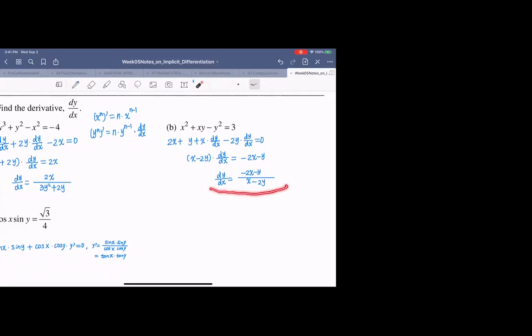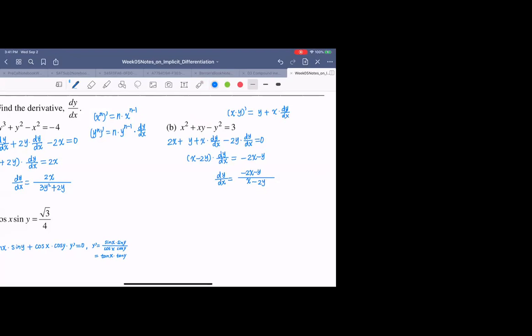Yeah, do you get the result? How did you get the xy derivative? Yeah. xy is x times y. For this guy's derivative, you have to do the x derivative. The x derivative is 1 times y plus x times the y derivative, which is dy over dx.